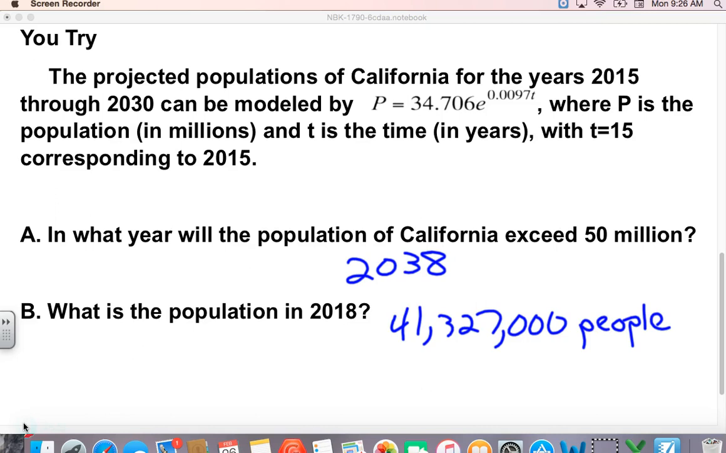The population in 2018, we can scroll now to see when x is 18, right? Because remember, in this problem, if x or t is 15, that corresponds to 2015. So 18 corresponds to 2018. So when we scroll to 18, we see that the population should be about 41,327,000. It'd be interesting to look it up and see what it actually is. Y'all can do that and see how close our model is to the actual data for this year. But that's it pretty much for exponential functions.